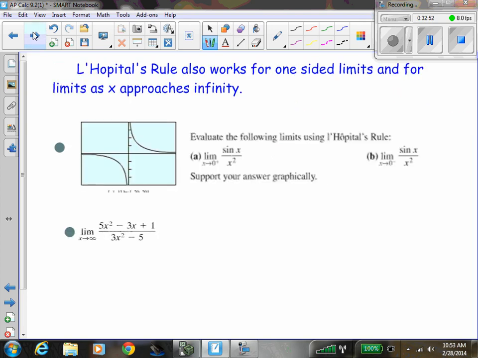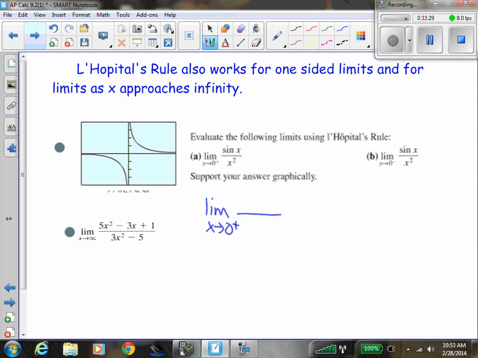Now, L'Hopital's rule also works for one-sided limits and for limits as x approaches infinity. All right, so in this first slide, I put this out here so you wouldn't have to do as much copying. It says, evaluate the limit as x approaches 0 from the positive side of sine of x over x squared. All right, now, if we do this one, I'm telling you up here that it's okay to say that it's approaching 0 from the positive side.